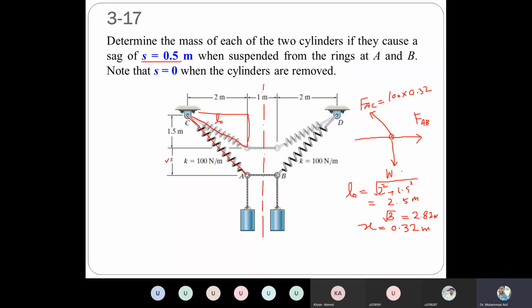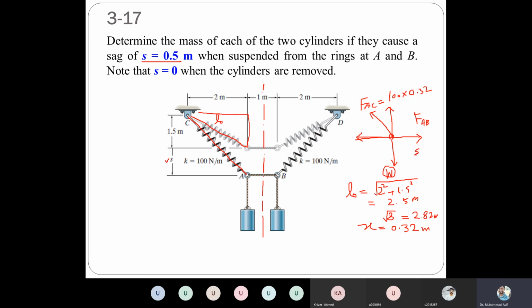Now we need to calculate the weight. This spring force will have two components. One component will be acting along the x-axis and the other component will be acting along the y-axis. So this weight will be equal to which component of the spring? Y component, because this weight is equal to the y component of the spring.